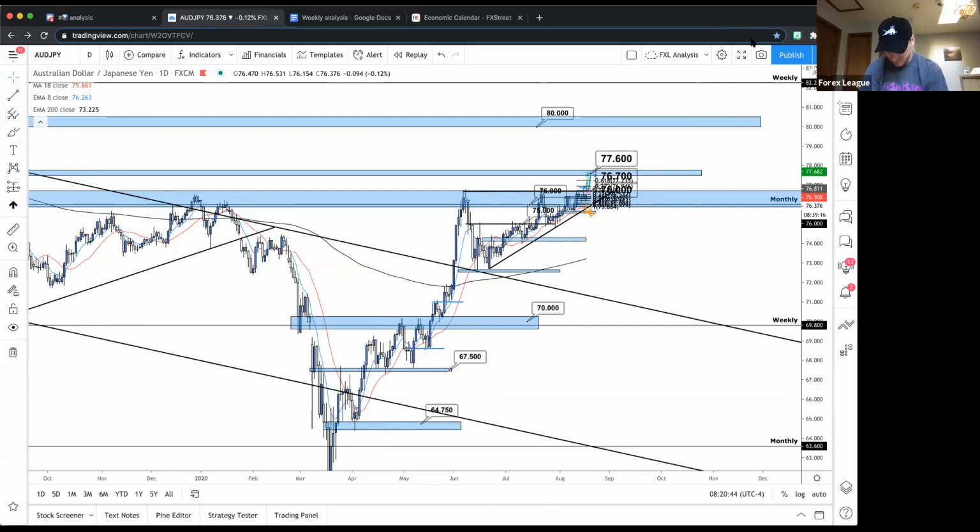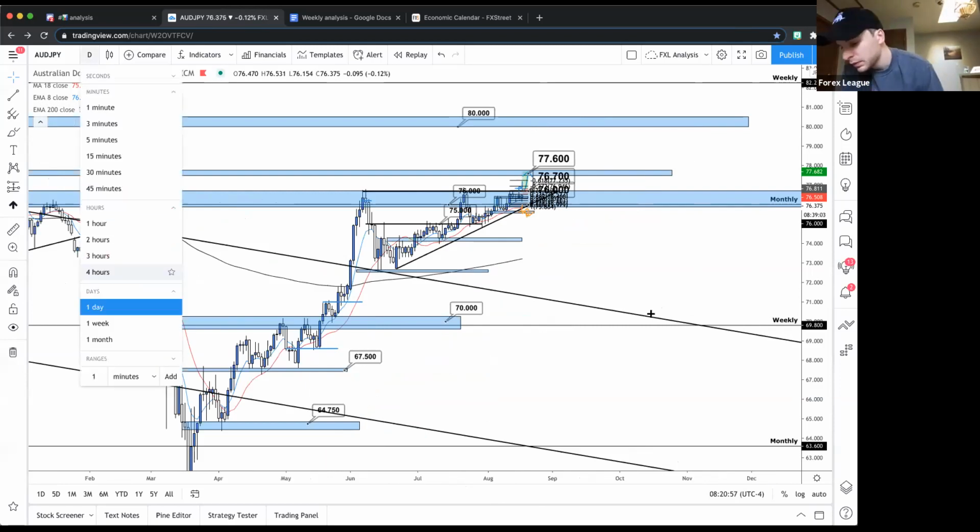All right. So we are break, right? But we are in a very strong 4-hour bullish trend. So let's go ahead and drop to the 4-hour for a second. Get a closer look.